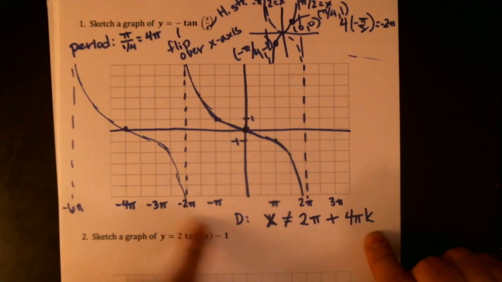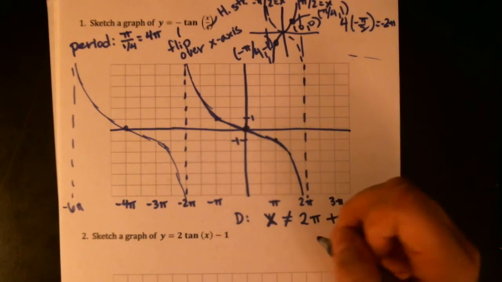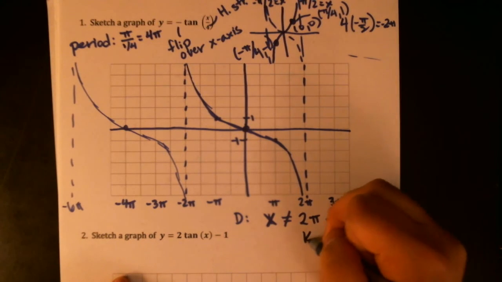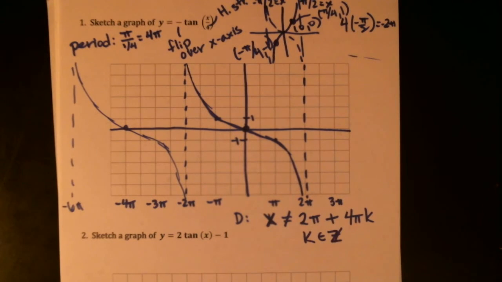If k is negative 2, I get 2 pi minus 8 pi. That's my negative 6. So I am getting what I'm hoping for. You do need to specify that k is an integer. So you can either use my lazy person math notation, k is an element of the integers, Z means integers, or you can write out the words k is an integer. But it is really important to me that you mention that.